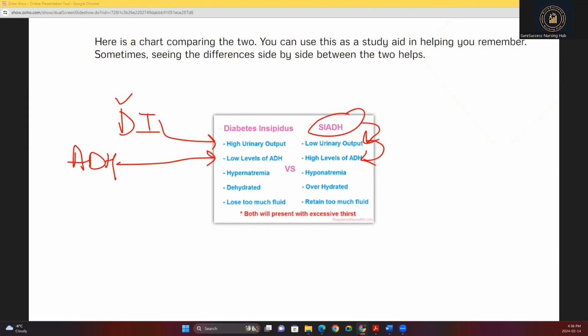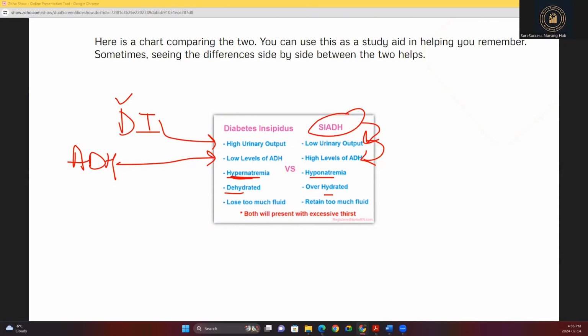And when you're dry inside, what is happening to your sodium level? High. And when it is too much diluted, your sodium is low. D for diabetes. Dry inside means dehydrated, and they are overhydrated. They lose too much fluid, and the problem here is they are retaining too much fluid. The only common thing in them is they both have excessive thirst. Every time.